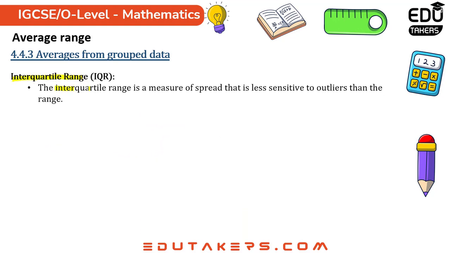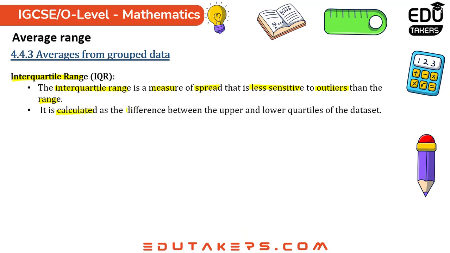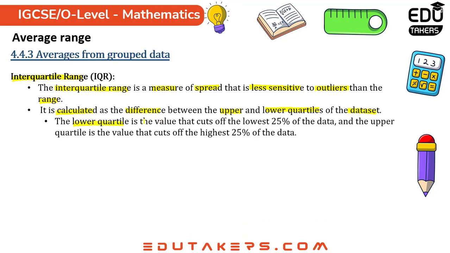Interquartile range. The interquartile range is a measure of spread that is less sensitive to outliers than the range. It is calculated as the difference between the upper and lower quartiles of the dataset. The lower quartile is the value that cuts off the lowest 25% of the data, and the upper quartile is the value that cuts off the highest 25% of the data. The interquartile range contains the middle 50% of the data.